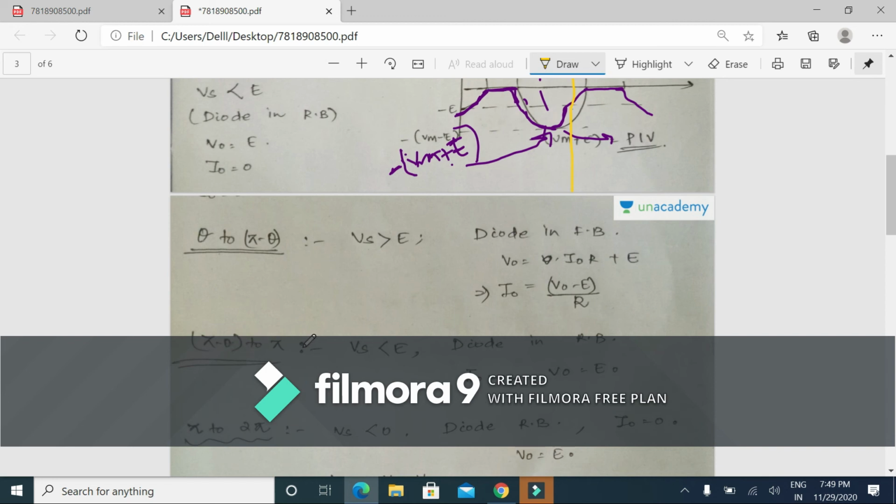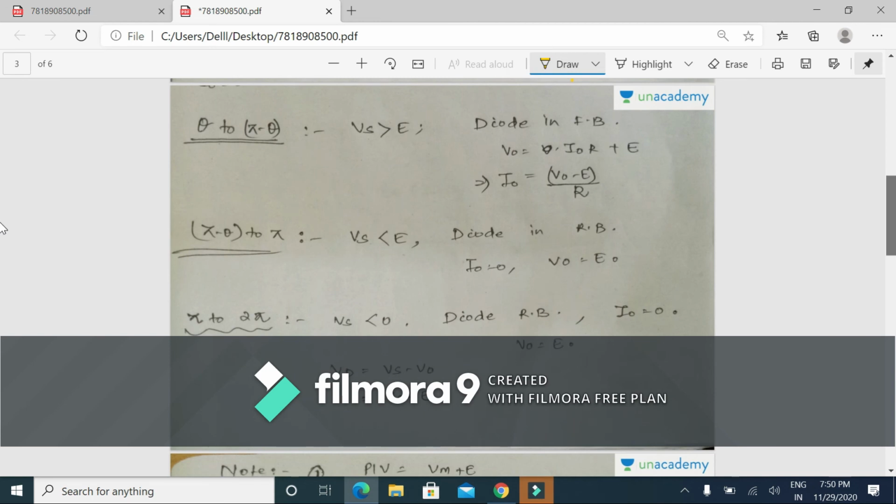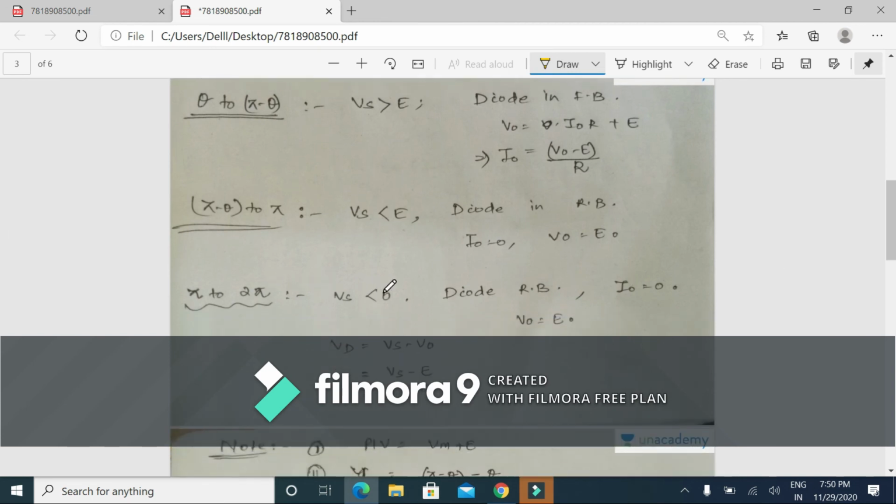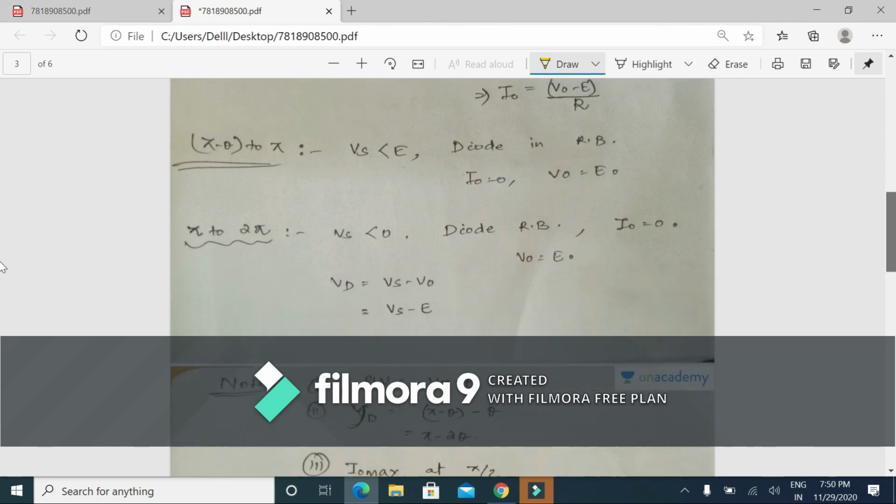Again, from pi minus theta to pi, Vs is less than E, so the diode is reverse biased, I naught is equal to 0, and V naught is again equal to E. From pi to 2 pi, as the diode is again reverse biased, I naught is equal to 0 and V naught is equal to E. The voltage across the diode will be equal to Vs minus V naught, that is Vs minus E.